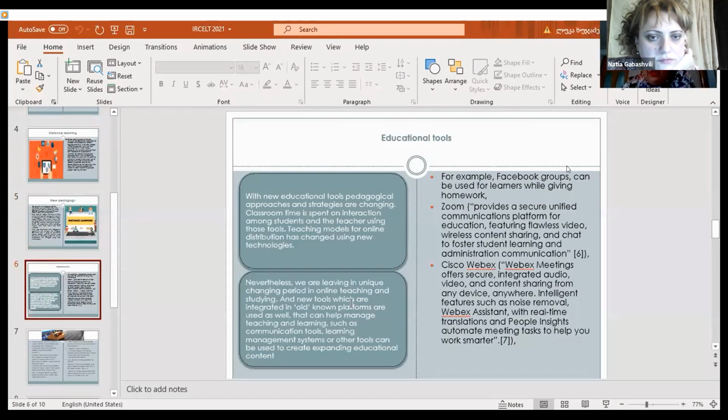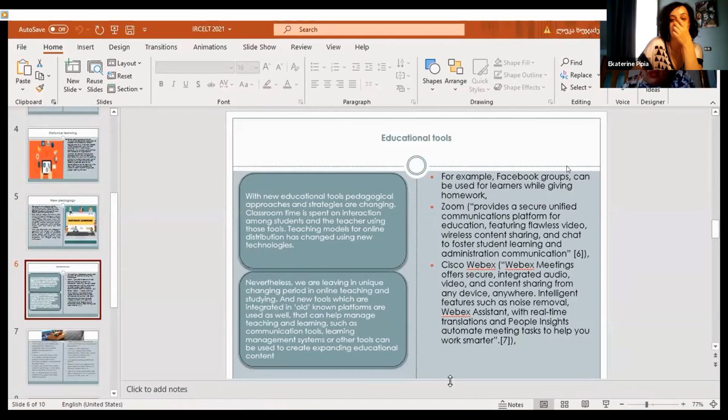Nevertheless, we are living in a unique, changing period in online teaching and studying, and new tools which are integrated in old known platforms are used as well that can help manage teaching and learning, such as communication tools, learning management systems, or other tools that can be used to create expanding educational content. For example, Facebook groups can be used for learning while giving homework.